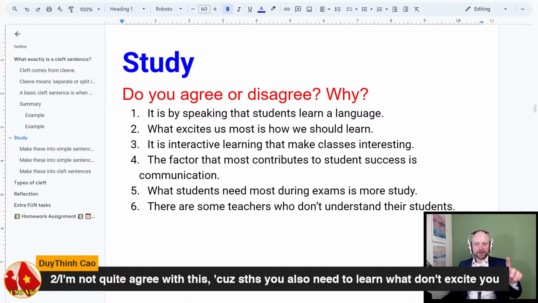Yes, but Dwee, you said you need to learn things that don't excite you. And this sentence says you should learn things which excite you. So there is a difference there, isn't there, with should learn and need to learn. We need to learn boring things, but we should learn exciting things, right?